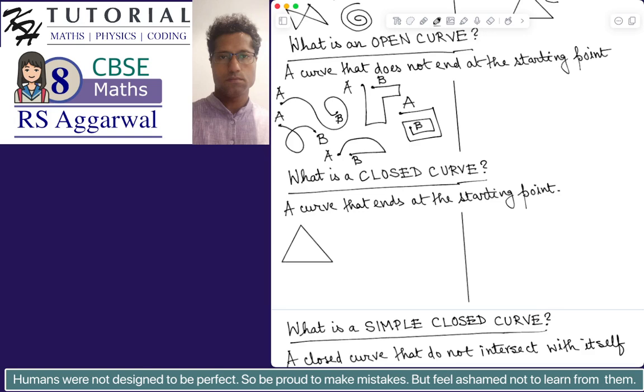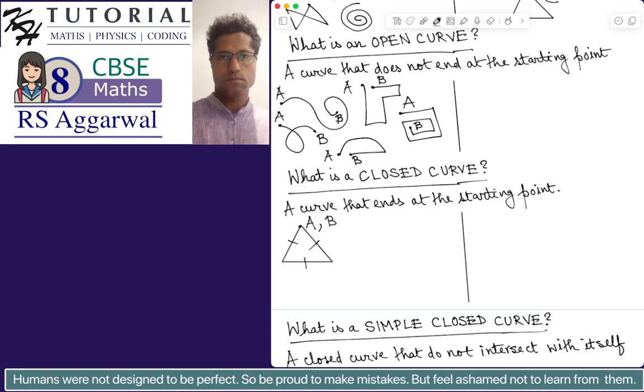This is a closed curve, as this was both my starting point and end point. From the point A I started, and then I drew this side. This is a triangle. I drew this side, and then this side, and finally this side. And when the drawing of this side was completed, the ending point was B, which is basically coinciding with the starting point A.